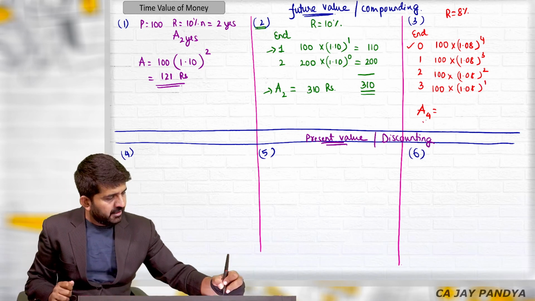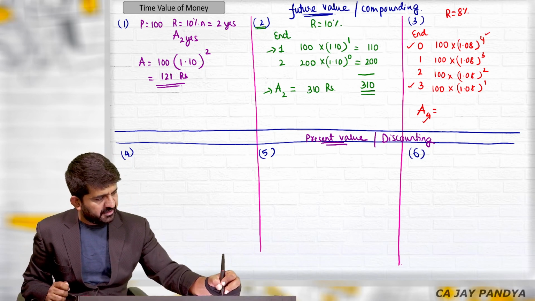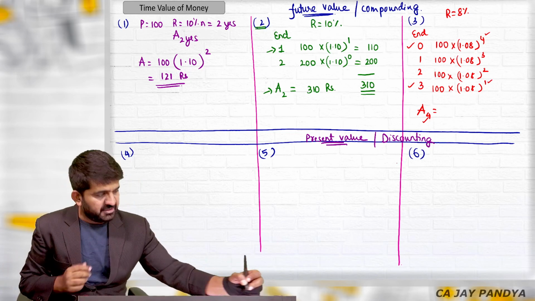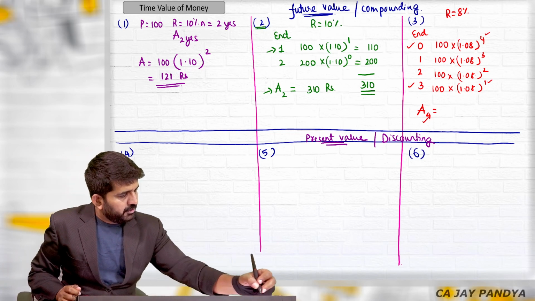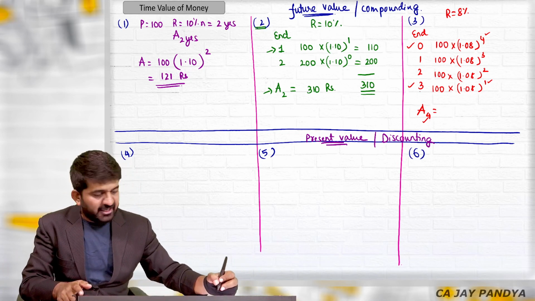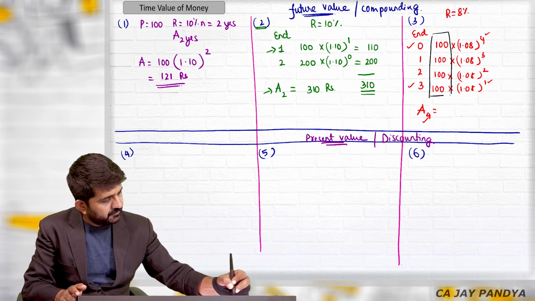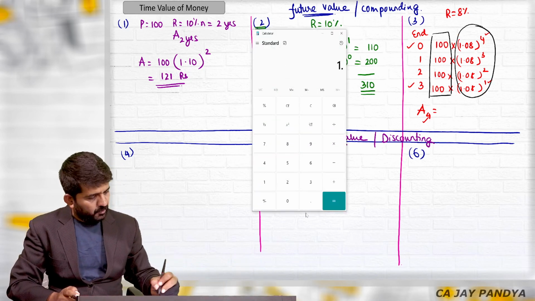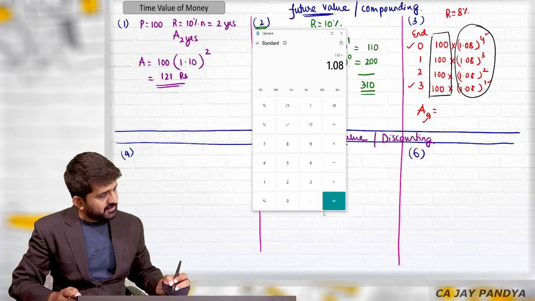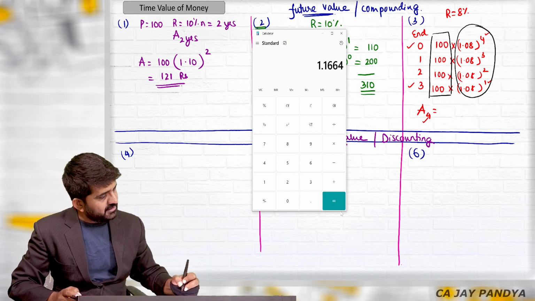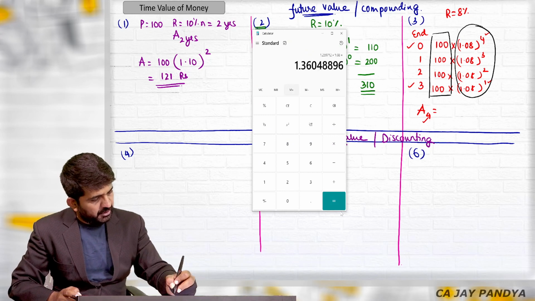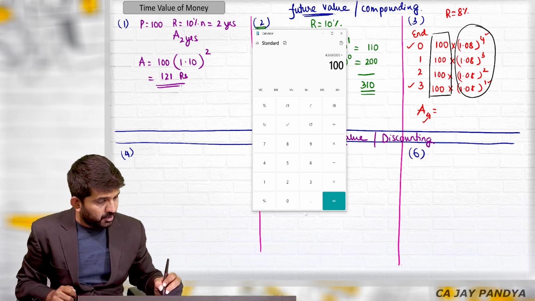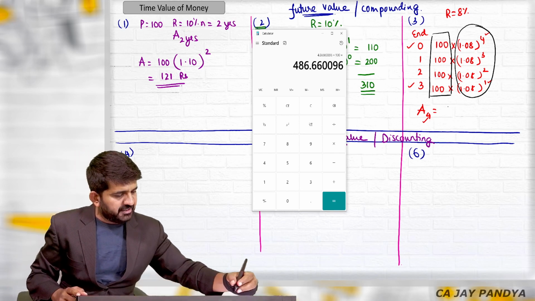If you invest today and withdraw at the end of fourth year, you will be getting 4 years' interest. If you invest at the end of third year and withdraw at the end of fourth year, you will be getting 1 year's interest. How to find out this answer? I will take 100 common, and thus I will find it out in the calculator. Very easy. 1.08 is equal to M plus, multiplied by is equal to M plus, is equal to M plus, is equal to M plus. MRC multiplied by 100, only 100, because we have taken 100 common, 486.66.